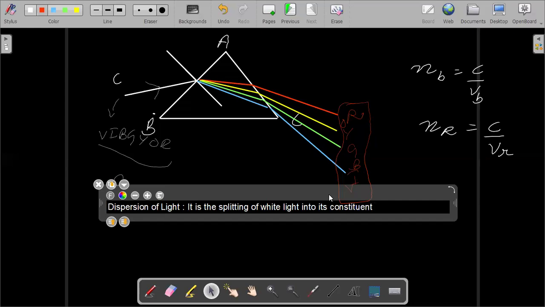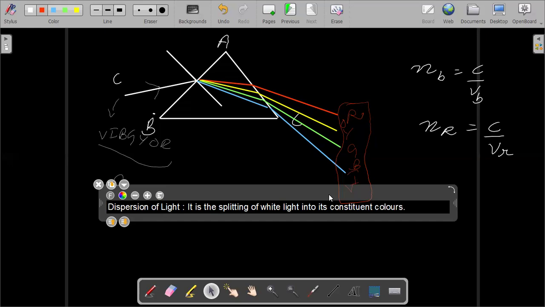Sir, in glass, which color has the most speed? Which color has the maximum speed? The one which has the least refractive index. Red. Okay, got it, sir.